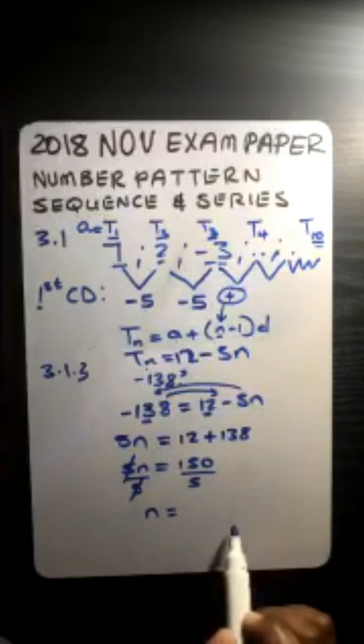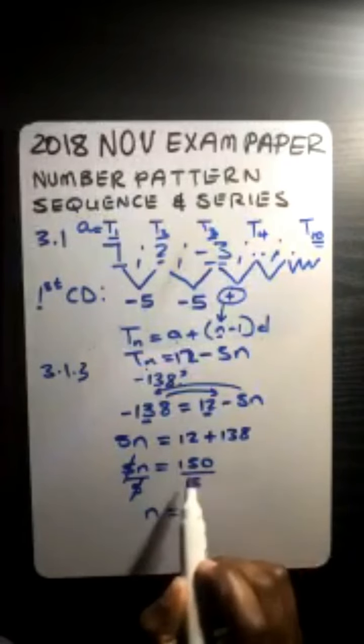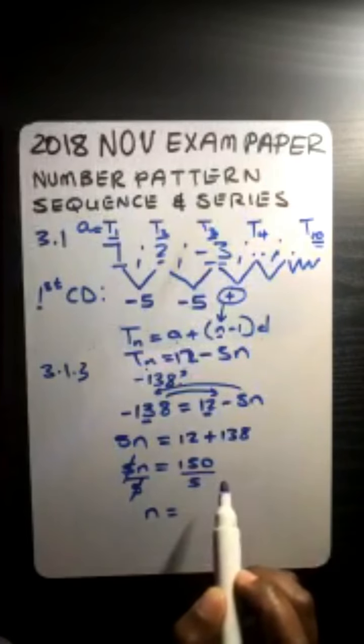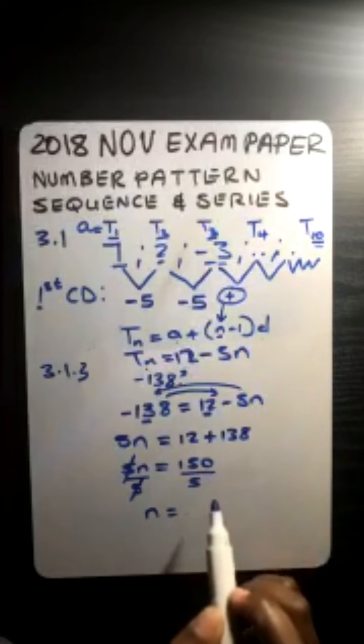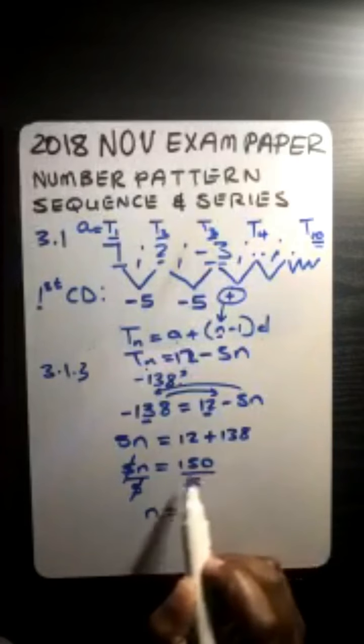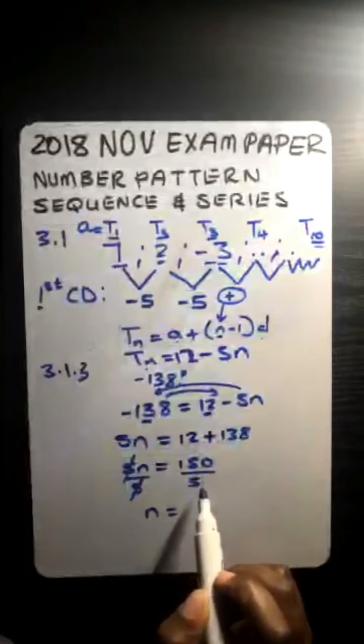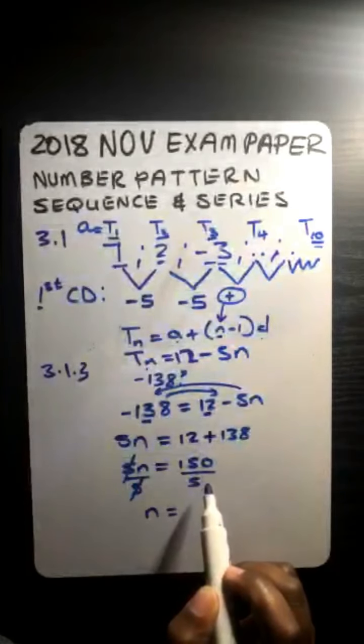What are we having there, ladies and gentlemen? I know 100 divided by 5 is 25, isn't it? And then 50. Guys, what is that? 30. Are you saying 30? Yes, sir.